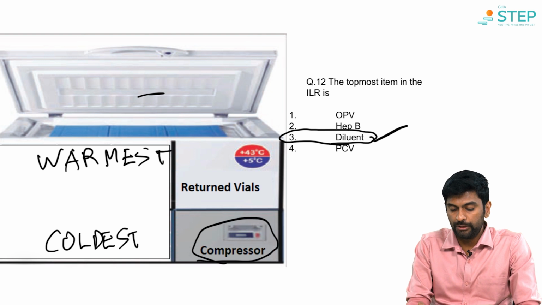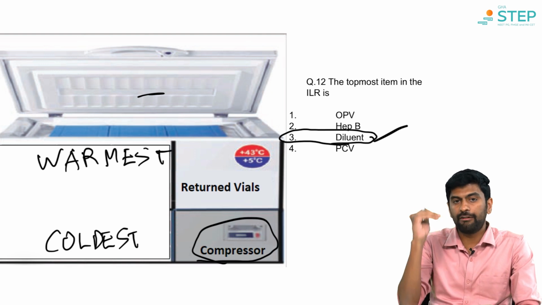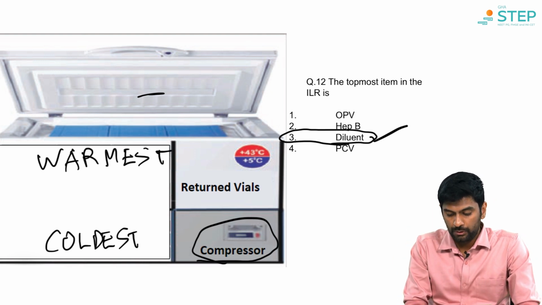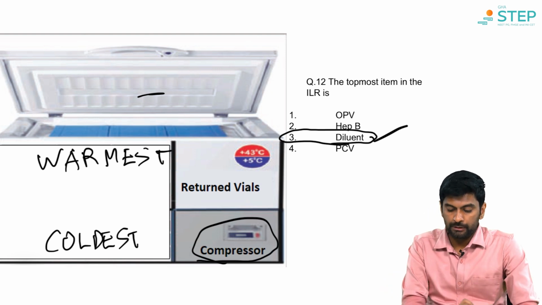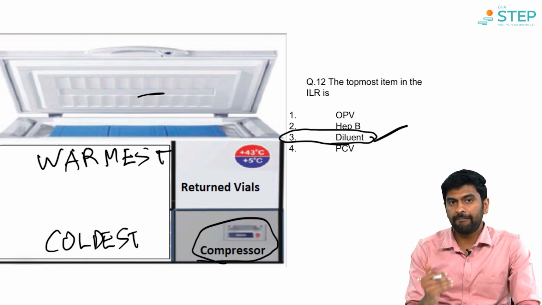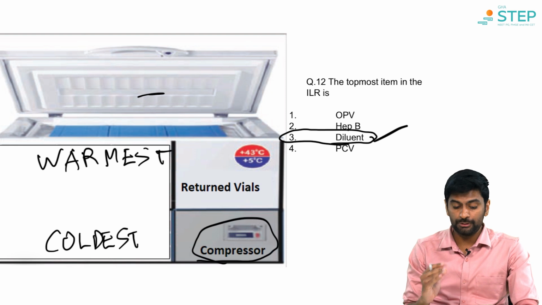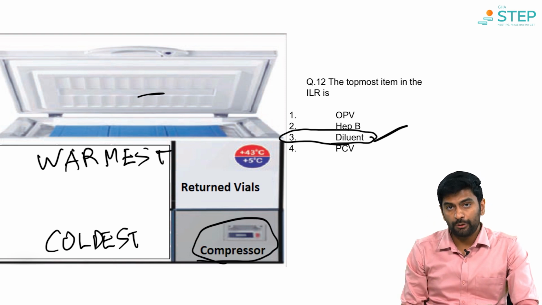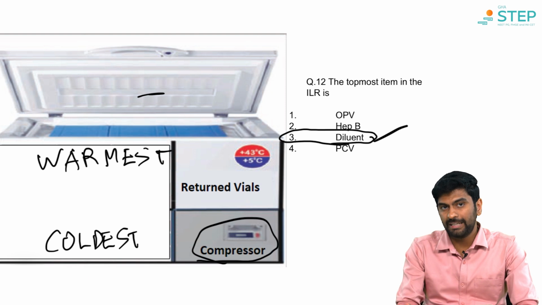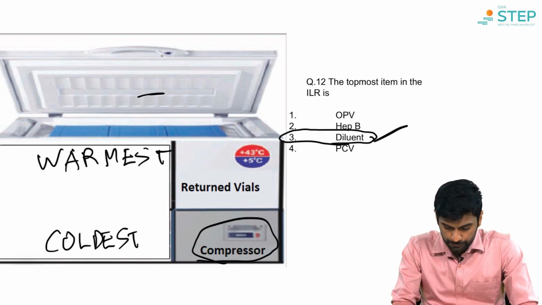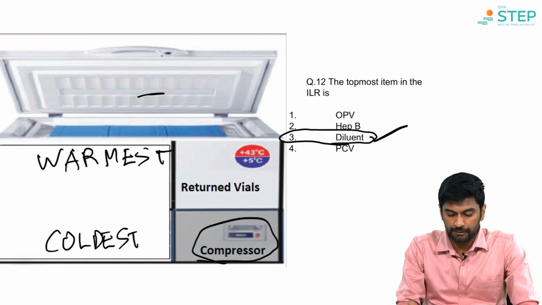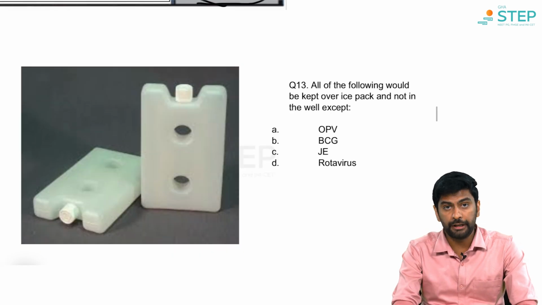In case the diluent wasn't there, we would have the hepatitis B. So, that would be the correct answer here at the top. Okay. So, basically the logic is that the live vaccines are put in the colder sections, whereas the toxoids or the surface antigens are separately put in the topmost layers. Okay. So, the diluent is the correct answer here. Next, question 13.